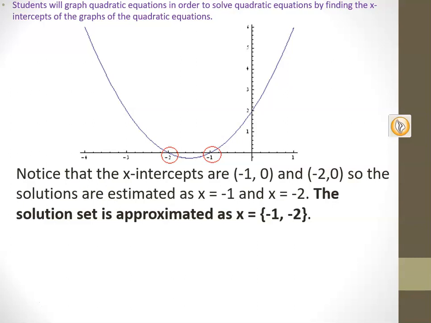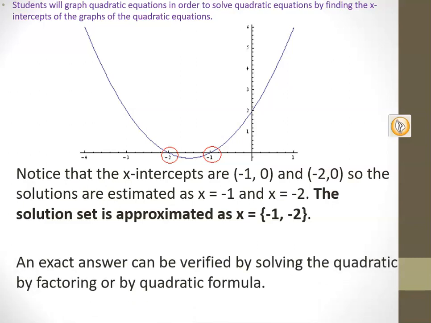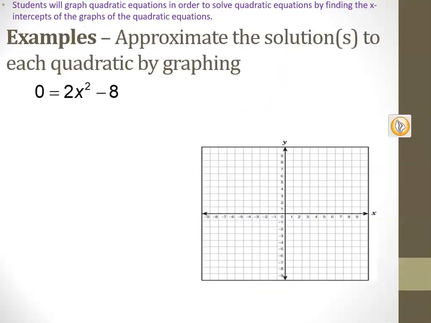So you could write it as a solution set, which is how they might have you do it on your homework. Write the solution set. So you want to write the solution set as -1, -2. If they want an exact answer, you could verify it using factoring or the quadratic formula. Solving by graphing is an estimate.